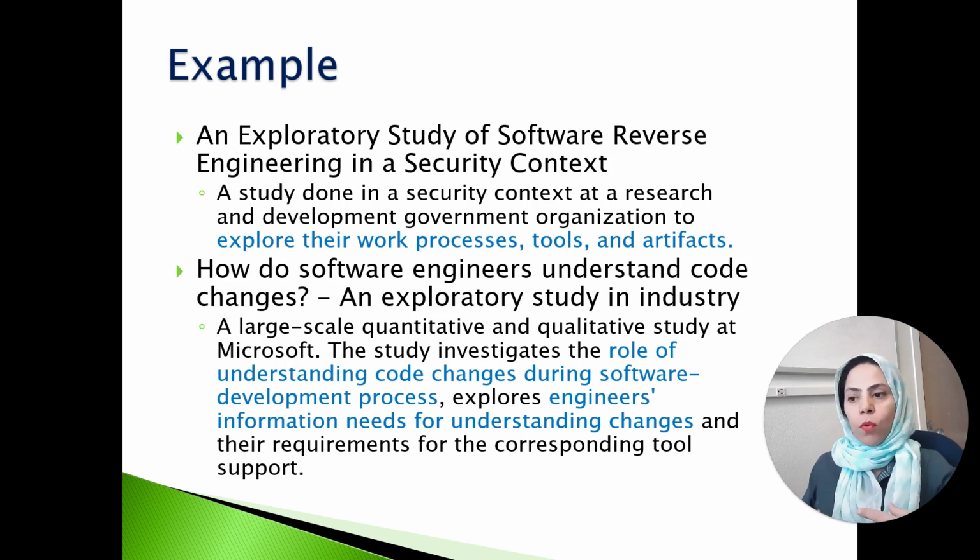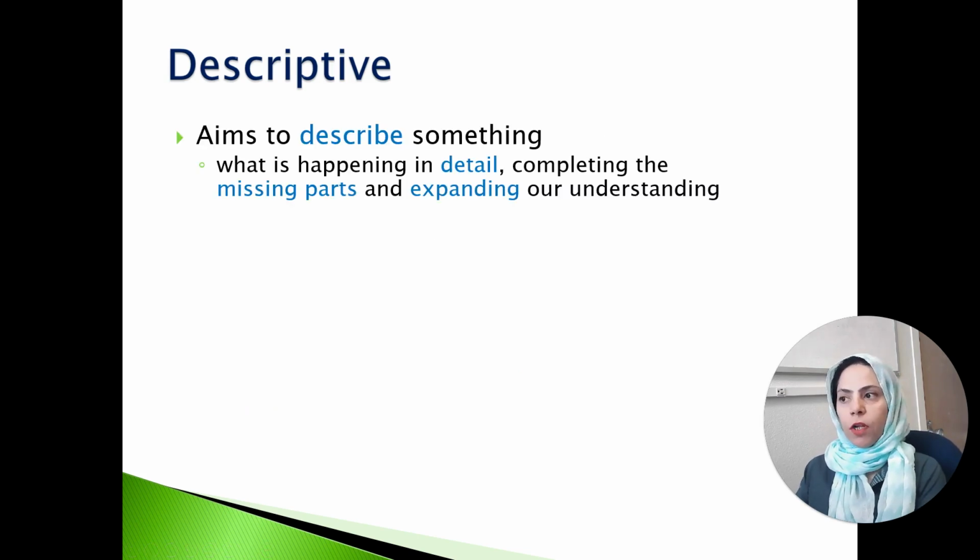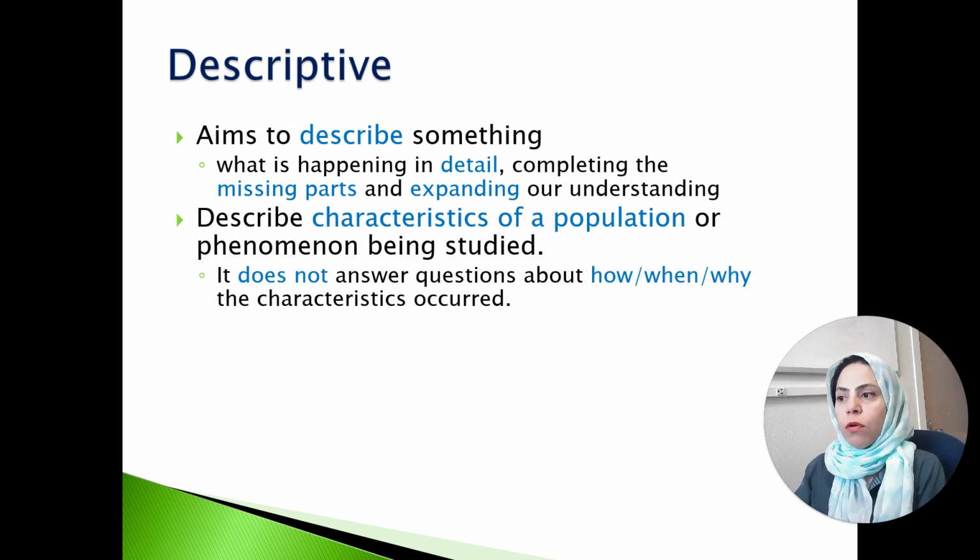So they can be both qualitative and quantitative. So let's have a look at the type of research that can be descriptive in nature. The aim of descriptive research is to describe something, whatever phenomena you're trying to understand in detail, in such a way that you complete the missing parts, so that your understanding expands about the phenomena that you're trying to research.